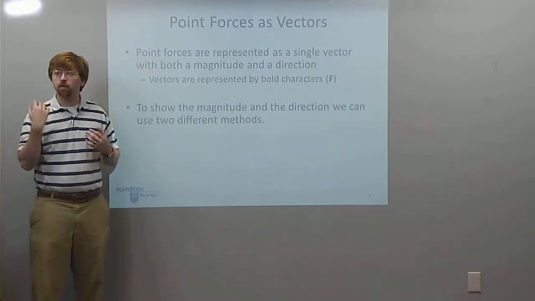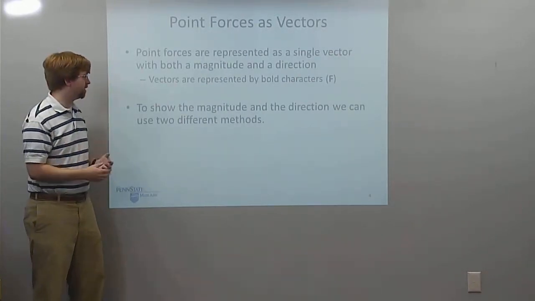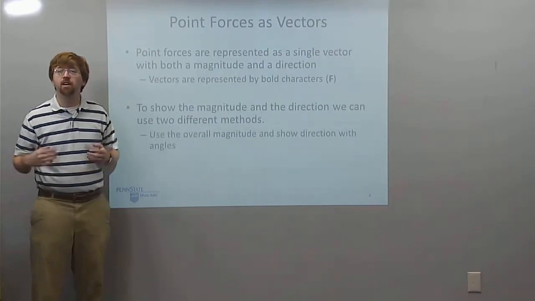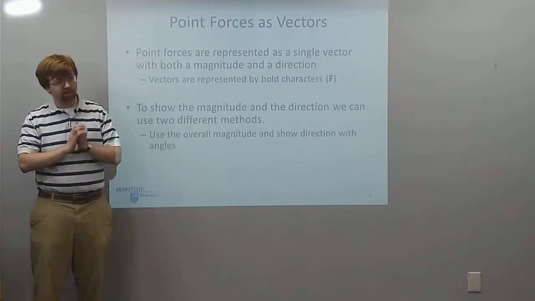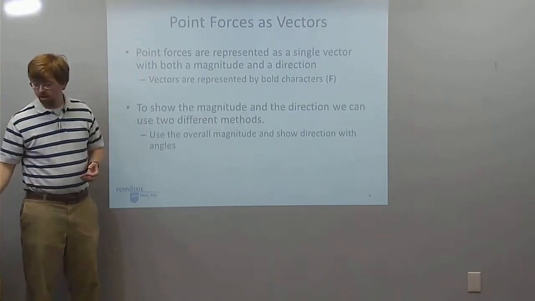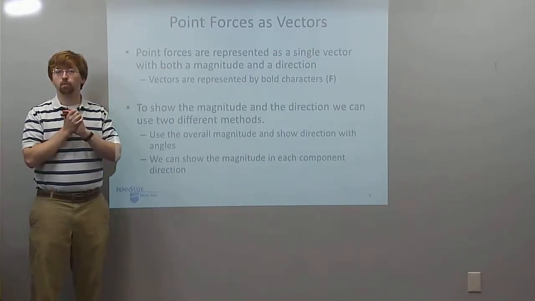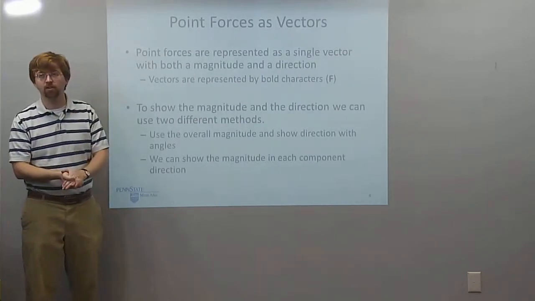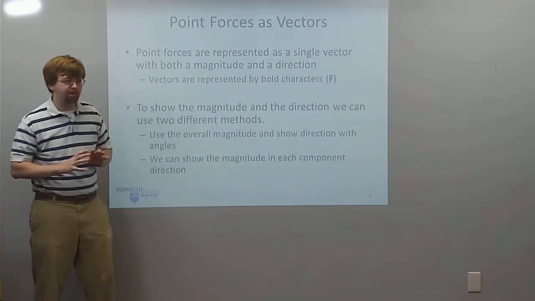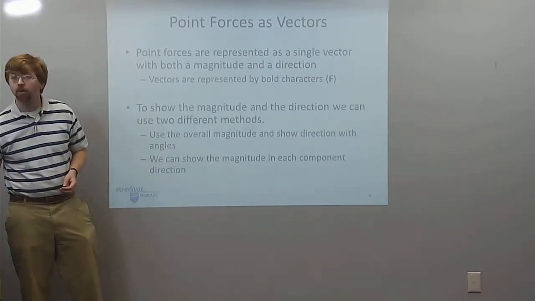To show the magnitude and direction, we can use two different methods that are commonly used in statics. The first is to use the overall magnitude. So I'd say 100 Newton force. To show the direction, I'd use an angle. But we can also say the magnitude in each of the components. So I've got a force that's pushing so much in the horizontal direction, so much in the vertical direction.